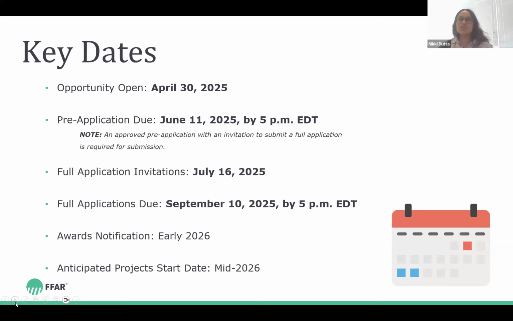Some key dates. So the opportunity opened April 30th. Your first deadline, if you're interested, is June 11th, 2025 by 5 p.m. Eastern Standard Time. Full application invitations will be released on July 16th with a subsequent deadline of September 10th.